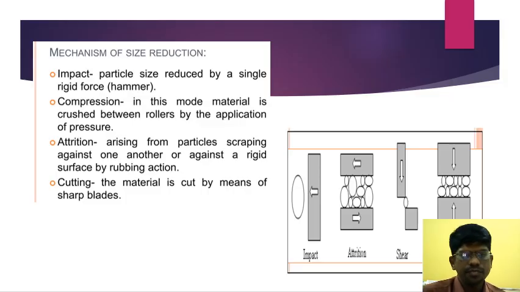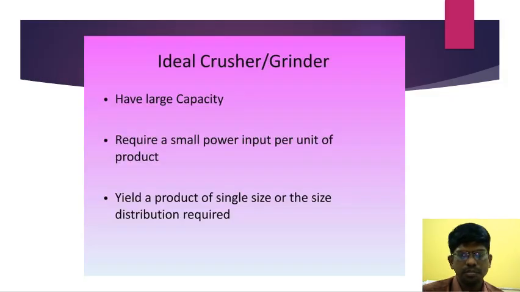And in the case of attrition, the reduction arises from particles scraping against each other. In cutting, the material is cut with the help of sharp blades. Whenever it comes to the selection of a crusher or grinder, the mill should have a very good capacity, should be able to work with a small power input, and should be able to yield a product of single size.